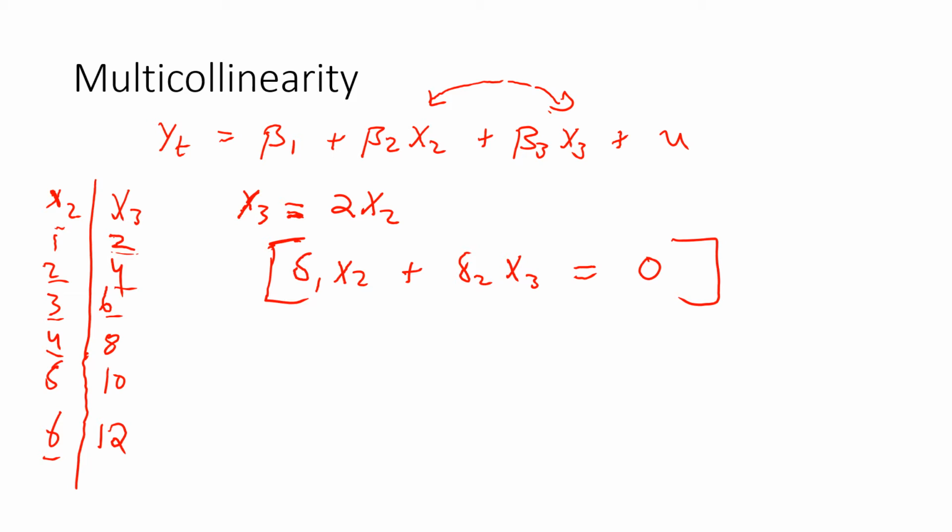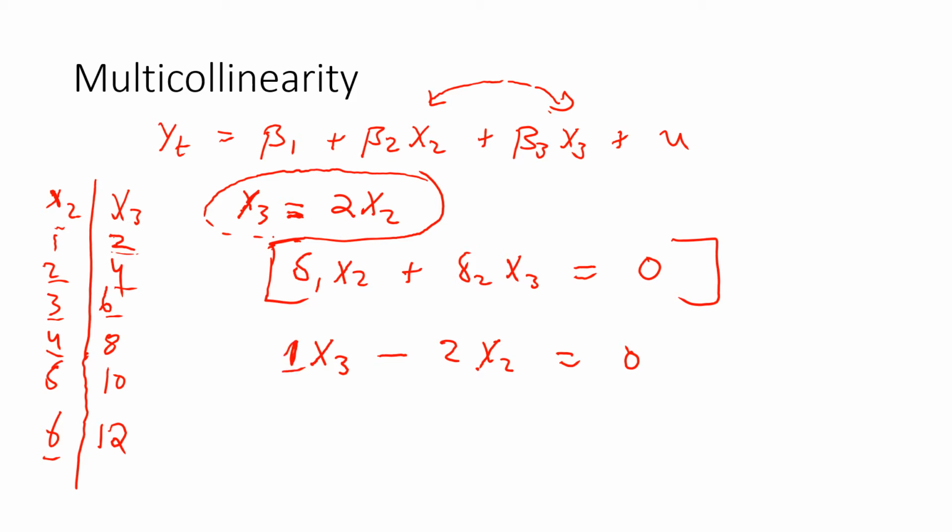So we can write our equation by converting it into this form, that is x3 minus 2x2 is equal to 0. So the coefficient of x3 is 1, and minus 2 is the coefficient of x2. Minus 2x2 equals 0. So there is a perfect multicollinearity in our example.